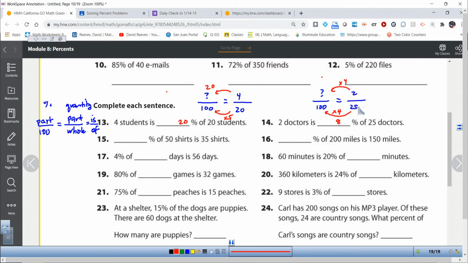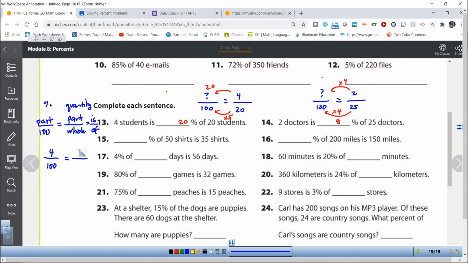Okay? All right, so I'm going to move down now because all 4 of these, you'll notice the percent was missing. Here, when we get to number 17, we've got the percent, but the number of days. So I'm going to look at number 17 right now. Same thing every time. I'm going to have my percent, and percent is always over 100. So 4 over 100, that's my 4%. That's my percent ratio. And then we want the is over the of.